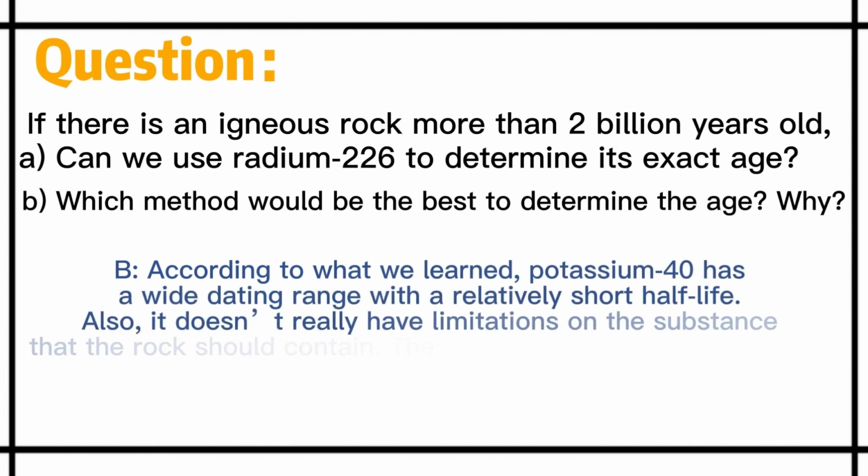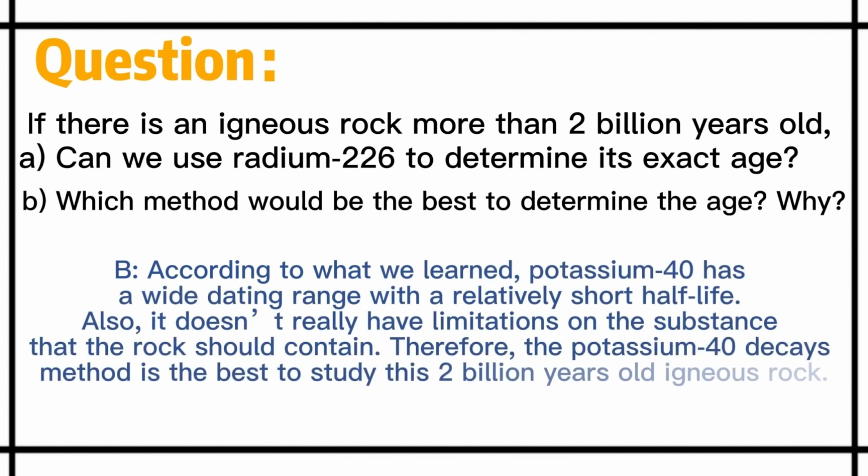Answer B. According to what we learned, potassium-40 has a wide dating range with a relatively short half-life. Also, it doesn't really have limitations on the substance that the rock should contain. Therefore, the potassium-40 decay method is the best to study this 2 billion years old igneous rock.